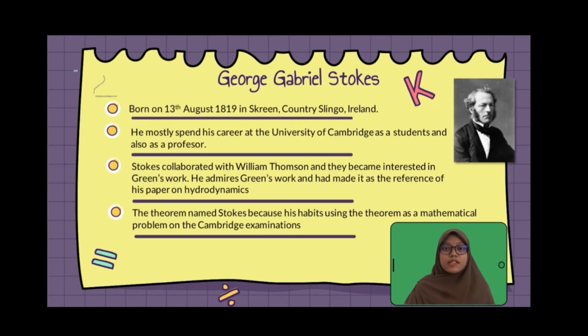The fourth person is George Gabriel Stokes. He was born on 30th August 1819 in Skreen, Ireland. He was an Irish physicist and mathematician. He mostly spent his career at the University of Cambridge as a student and also as a professor. His contribution is Stokes' theorem, when he used Green's work as a reference in his research paper. The theorem is named after him because he always used the theorem as a mathematical problem on the Cambridge examinations, therefore resulting in Stokes' theorem.